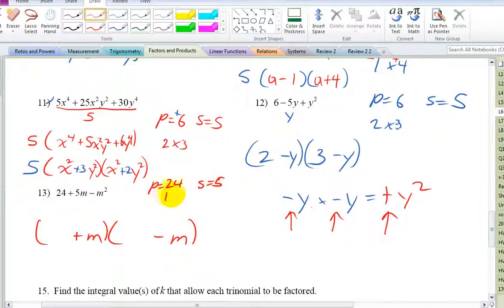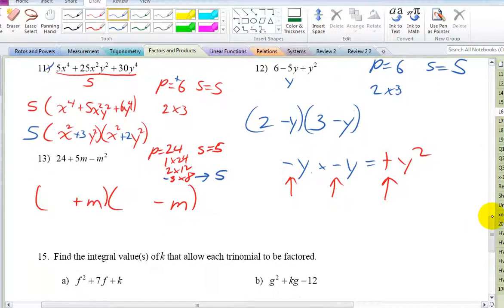What numbers multiply to 24? 1 and 24, 2 and 12, 3 and 8. Oh, you guys are kind of interested in 3 and 8. Why? Because you could get to 5, but only if what? Negative 3. Well, here's the deal. 3 can't be negative, because otherwise 24 would be negative.